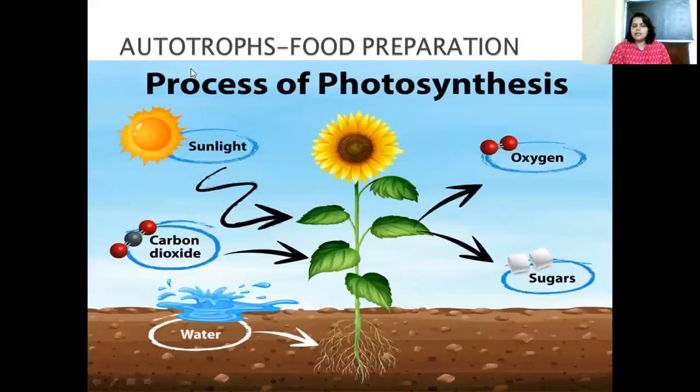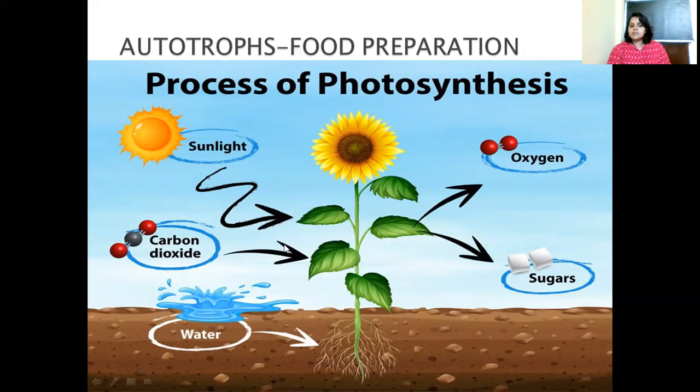So generally, these autotrophs, or simply we can say green plants, prepare food with the help of photosynthesis. As you have studied in earlier classes, the green plants absorb sunlight with the help of chlorophyll present in leaves, which is a green color pigment. And that's why the leaves are green in color.